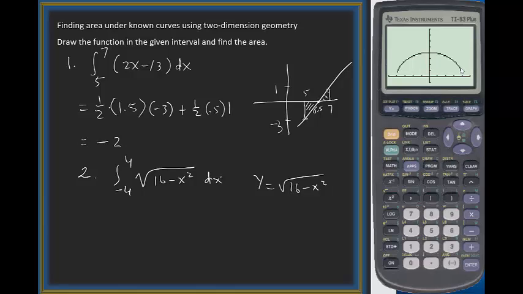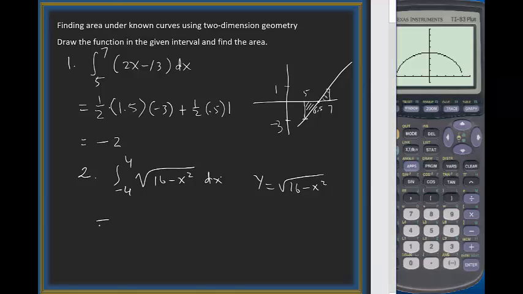And the area will be, now we are taking 1/2 of the area of the circle, which is pi r squared. Radius is 4. So that is giving you 8 pi, and you are done.